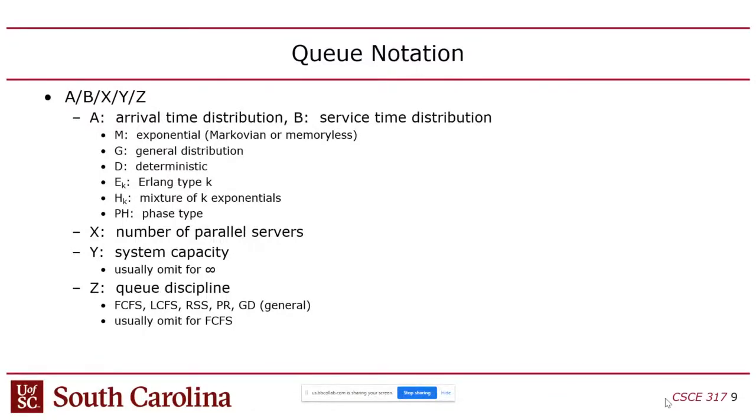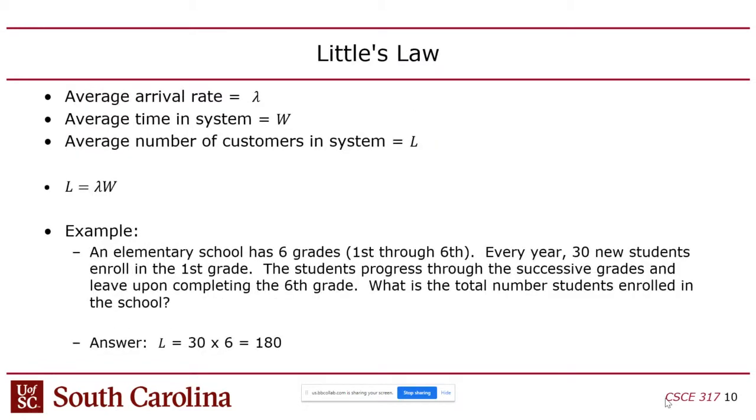So queues are denoted by five parameters. The first two are the arrival and service time distributions, with little abbreviations for those: exponential, general, deterministic, Erlang, mixture of exponentials, and phase. The number of parallel servers is the third, the fourth is system capacity, and the fifth is the queue discipline. If the system capacity is infinite and the queue is first come first serve, then you can omit those. So, for example, we're talking about M/M/1 queues, which have exponential arrival and service times and one server, the simplest type of queue system you can come up with.